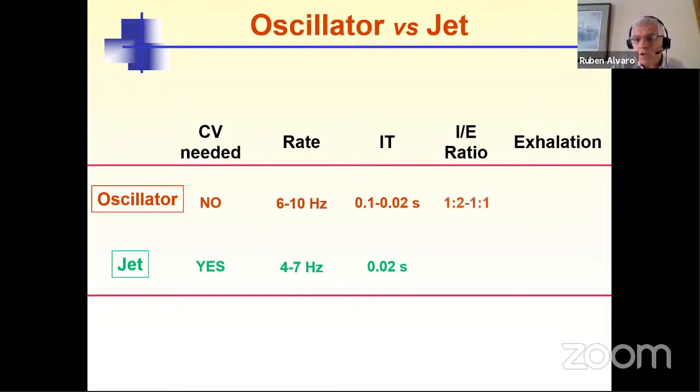The IE ratio is usually 1:2 to 1:1 on the oscillator, but because it's not fixed in the jet, you can go from 1:3 to 1:11, 1:12, depending on the rate you're using. If you're going down to a rate of 240, your ratio is almost 1:12. So 12 times the expiratory time compared to the inspiration. The exhalation, as I said, in the oscillator is active and on the jet is passive.